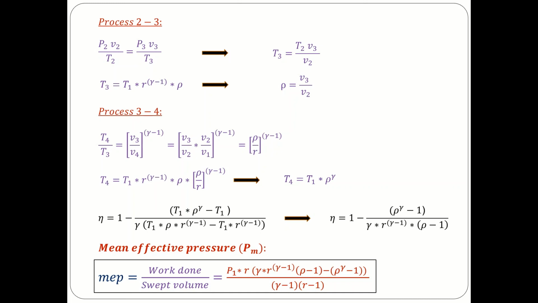So in this way you can analyze the Otto cycle as well as the diesel cycle. So we have discussed the components of the engines, then we discussed the working of two-stroke engine and four-stroke engine, and then the analysis of Otto cycle and diesel cycle.